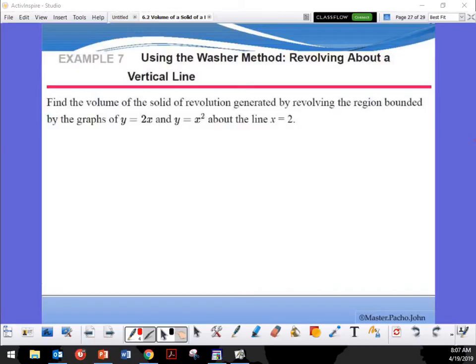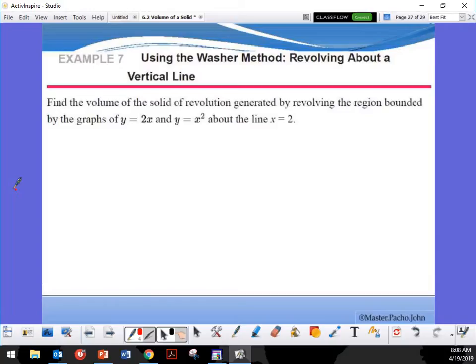Now right here it says the volume of a solid of revolution generated by revolving the region bounded by the graphs. Now what does bounded by the graphs mean? Where they're intersecting, right? And the line x equals 2. So we're going to go through, and what was the first thing I said yesterday to do? Graph it. Let's do that.